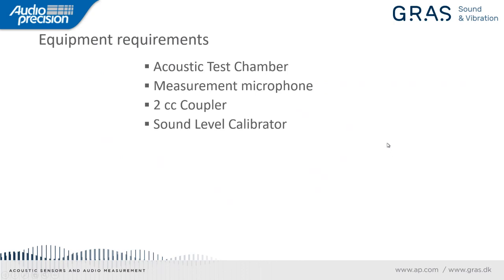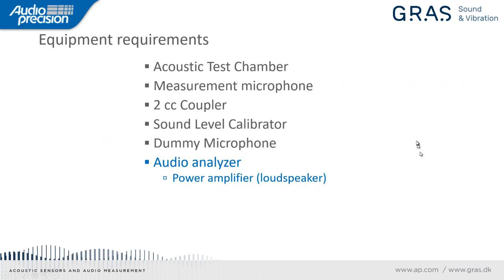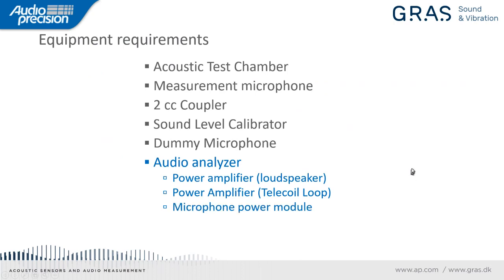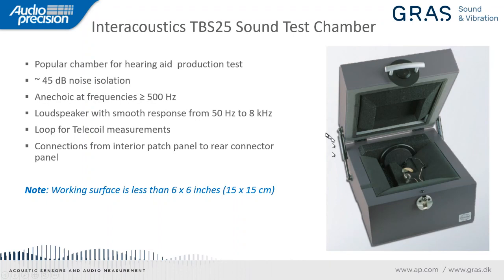We also need a sound level calibrator, and we'll talk about that in a minute. Dummy microphone, again, we'll talk about that in one of the upcoming slides. And finally, we need an audio analyzer. Some of the accessories to go with the audio analyzer include a power amplifier to drive the loudspeaker. We need a power amplifier to drive the telecoil loop. We need a microphone power module to provide power to the microphone preamplifier and any signal conditioning. And then a battery simulator to supply power to the hearing aid and also to measure the current drawn by the hearing aid battery, or drawn from the battery rather.